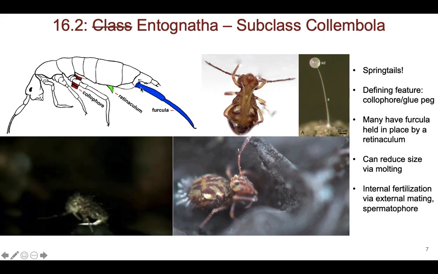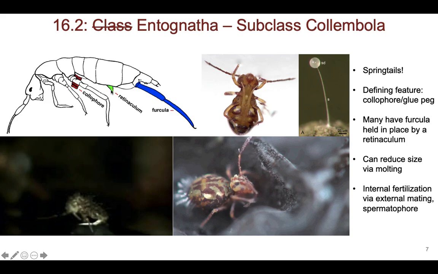One of the defining features of this group is their collophore, or glue peg. It's called a glue peg because they thought it helped them adhere to surfaces, although it's been shown to not really do that so much. It's probably used for osmoregulation, water intake, and excretion, even though it's called the glue peg. That's the defining feature.